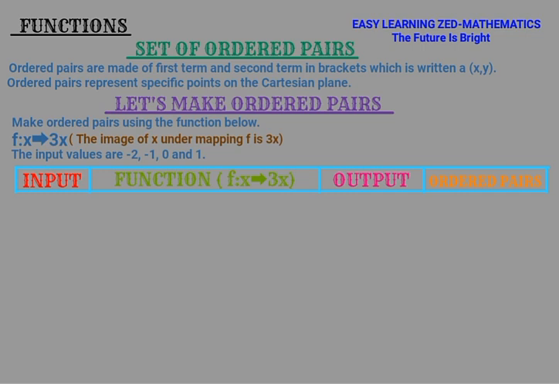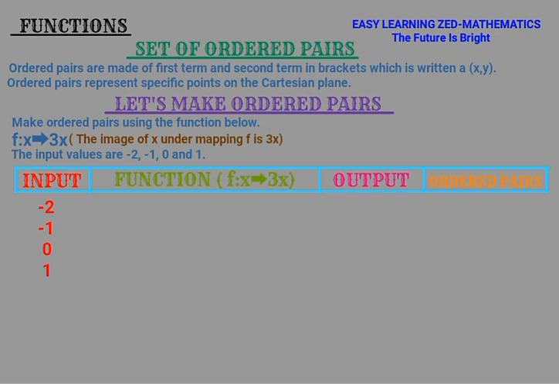Okay, so let's start with the inputs. Inputs are given, so we can write the inputs like that. So we have -2, -1, 0, 1. Those are the inputs which I've written under the inputs. Now, the idea is if x is equal to -2, what is its image? What is the image of -2 in a function which is x is equal to 3x?